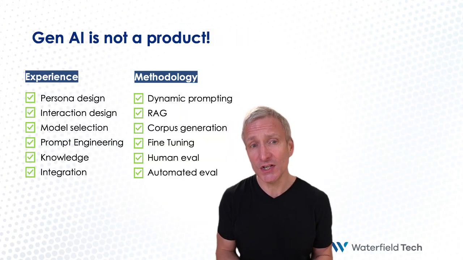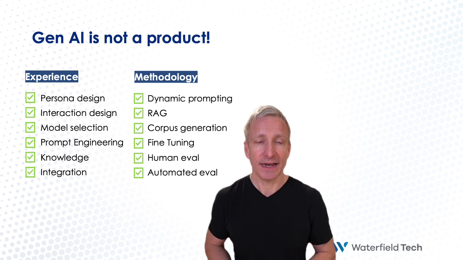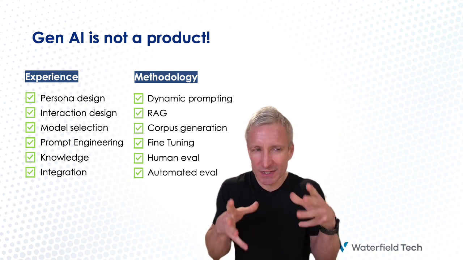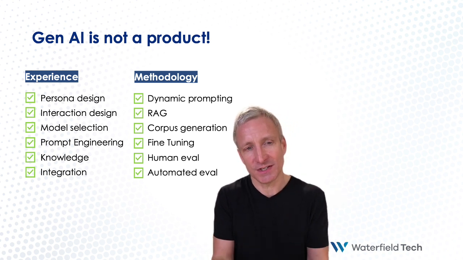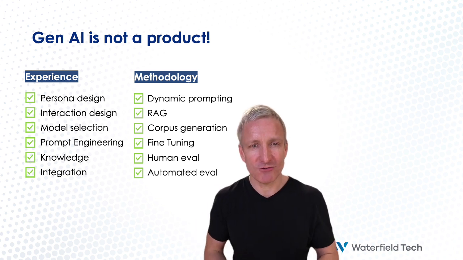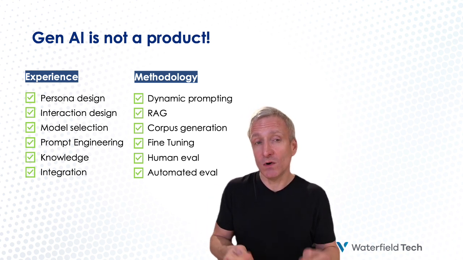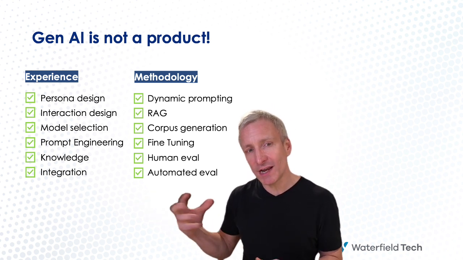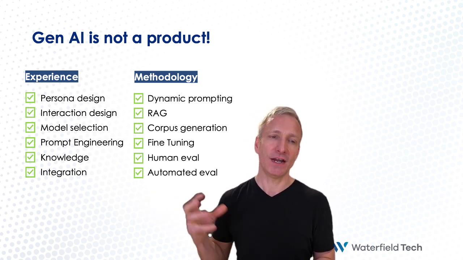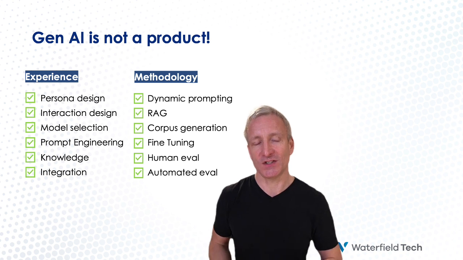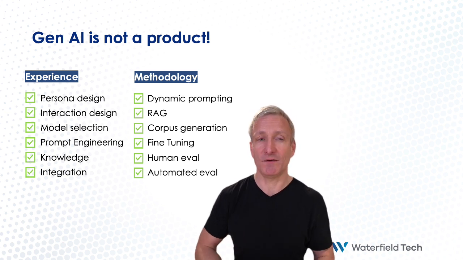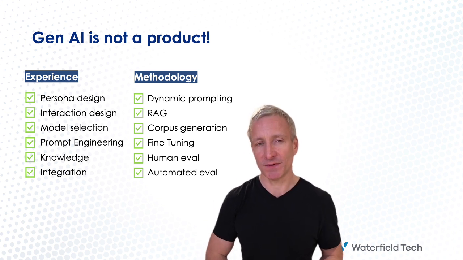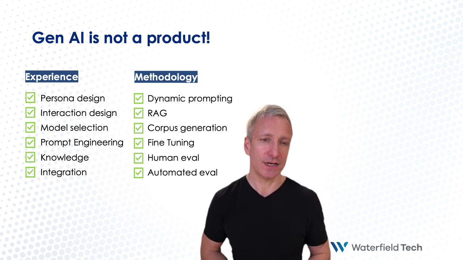The different methodologies that we might consider include dynamic prompting. It's not just giving a static prompt to the system, but we're dynamically creating that. Something like retrieval augmented generation, or RAG, which is a way that we bring in just the right information at each step in the interaction so that the language model can reason over that information and provide better responses. Good way of reducing hallucination.